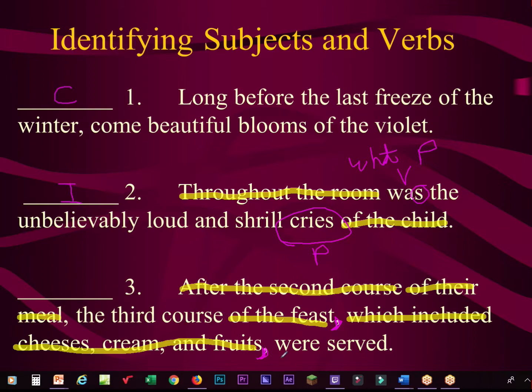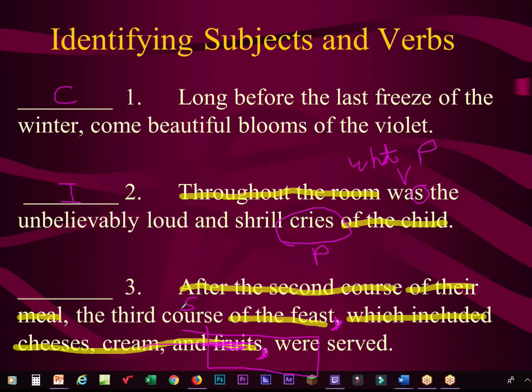The third course were served. Well, if you have fruits and vegetables and cheeses right in front of this, it sounds good to say were. Listen to this. After the second course of their meal, the third course of the feast, which included cheeses, cream, and fruits, were served. This sounds great. Fruits were served. It's wrong. If you cross it out and you don't hear it, then you would just say the third course were served, and you know that that's wrong.